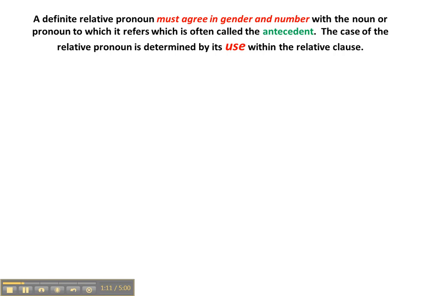As we've said, a definite relative pronoun must agree in gender and number with the noun or pronoun to which it refers, which is termed in English the antecedent. The case of the relative pronoun, however, in German is determined by its use or its function within the relative clause. So let's take a look at an example in German.